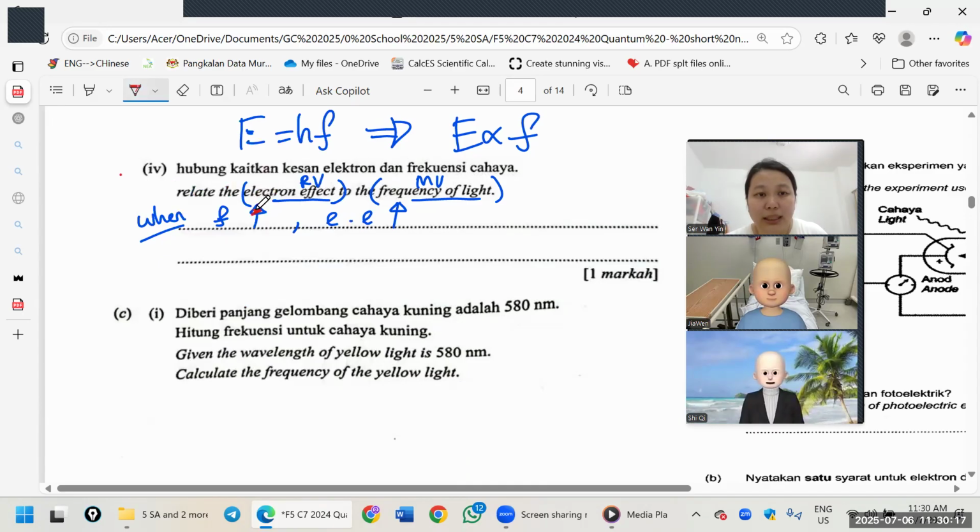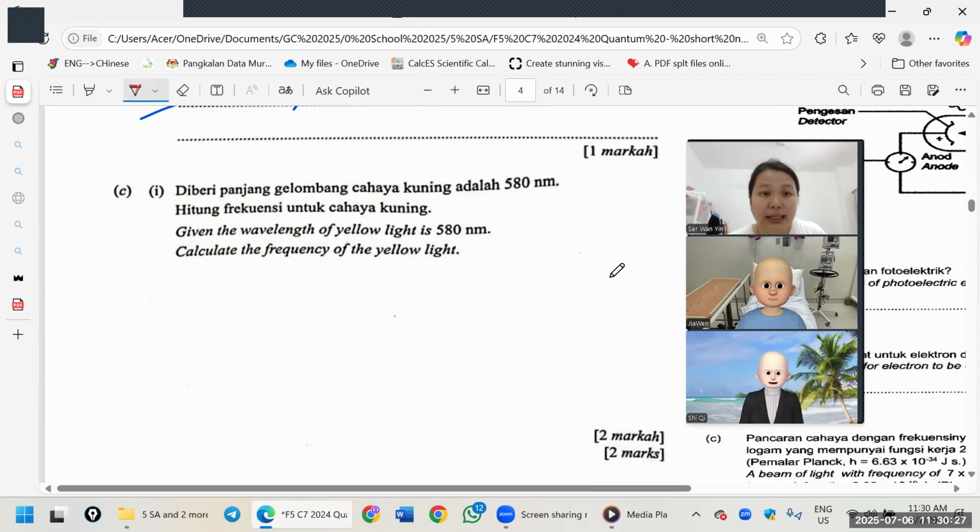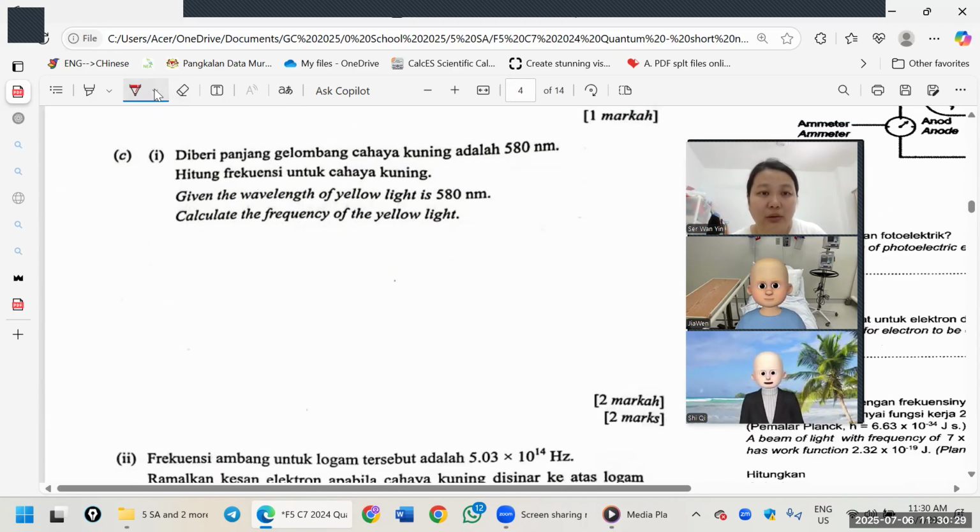Can I use an arrow in the exam? No. Of course, now we want fast, yes. In the exam, full sentence.